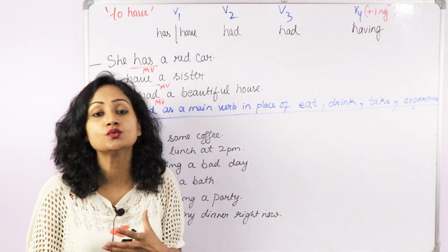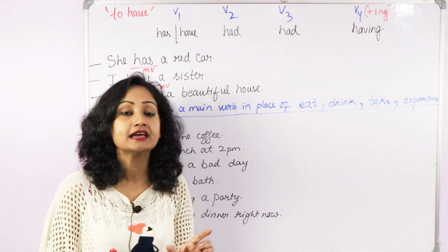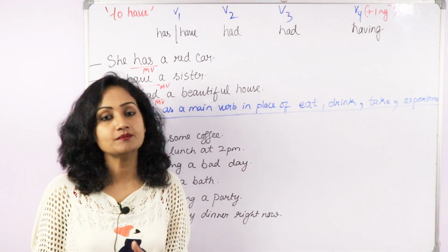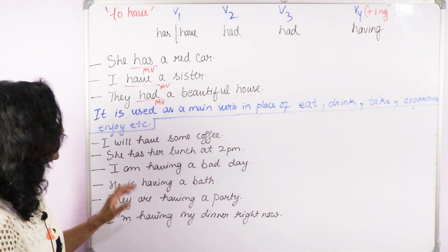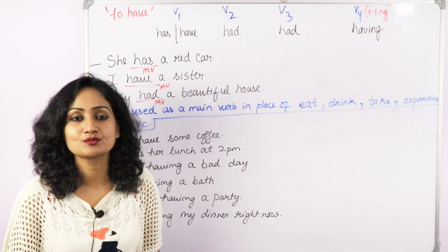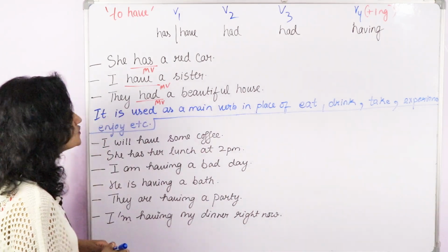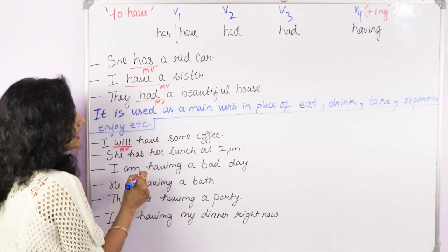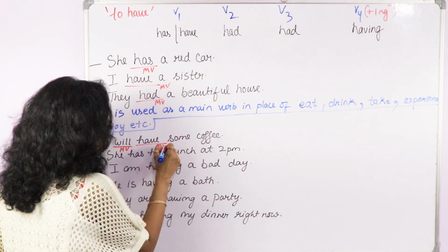So whenever you use the verb have in place of these verbs, then it can be used as a main verb. How? Let's see. I will have some coffee. I will drink some coffee. So this means drink. Okay, so will is a helping verb and have is the main verb here.